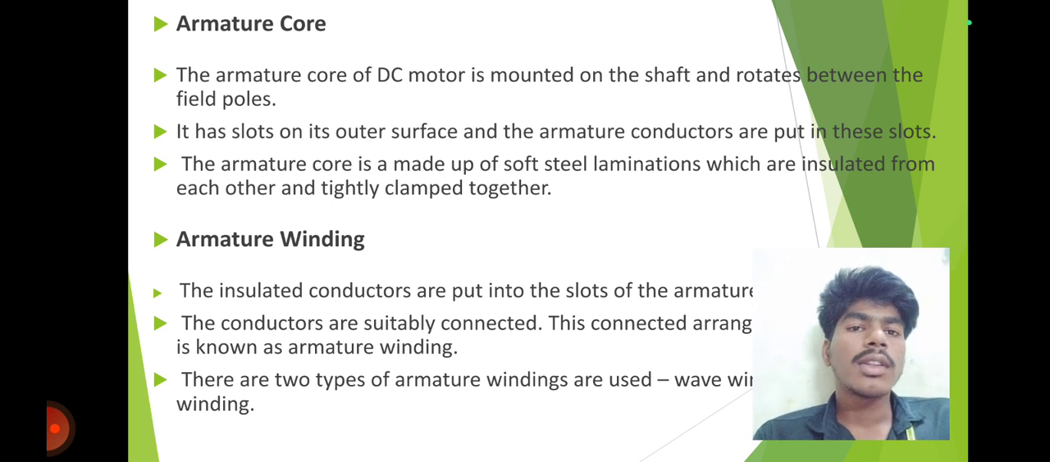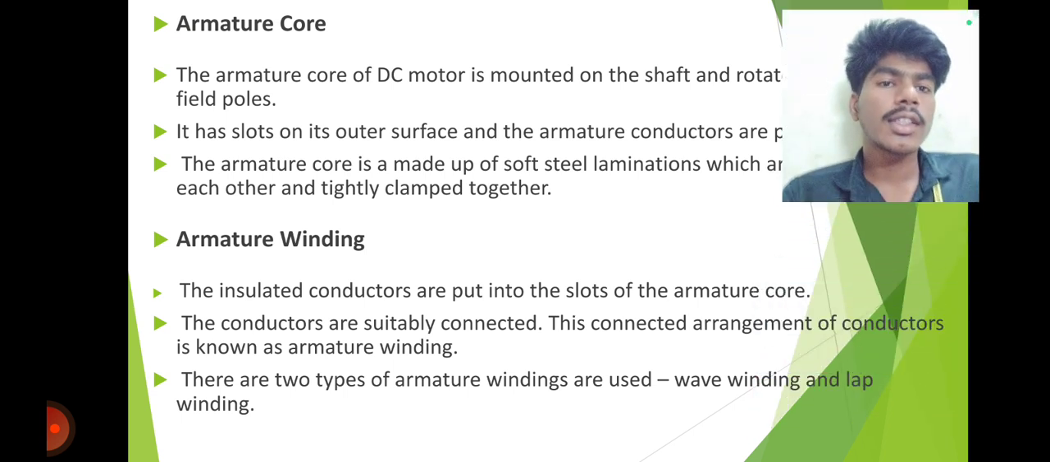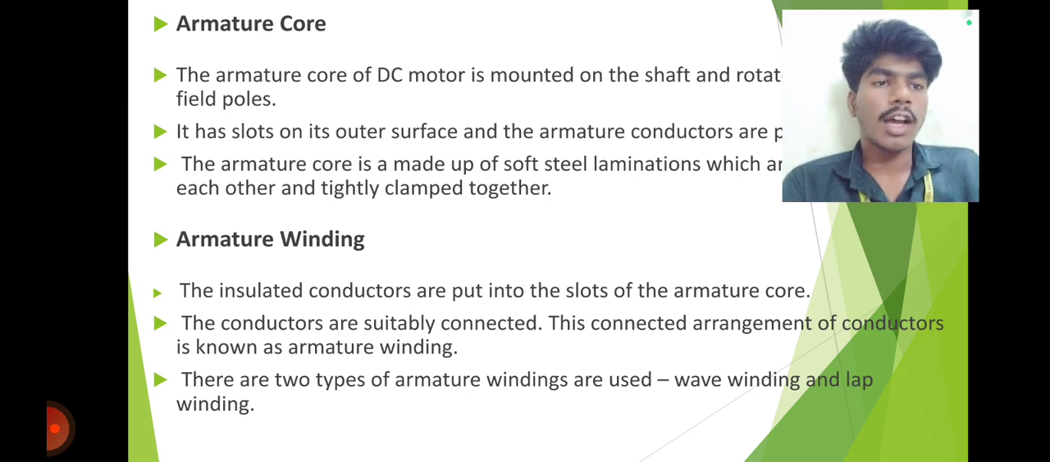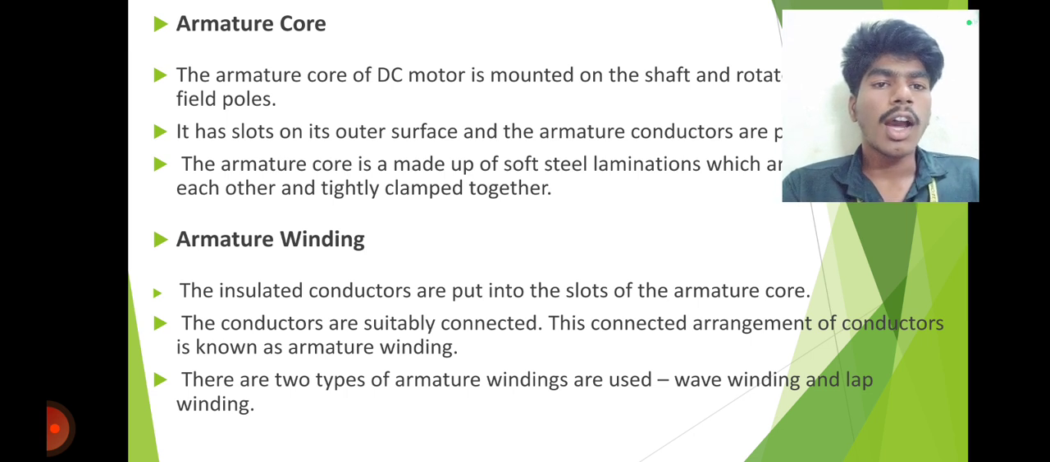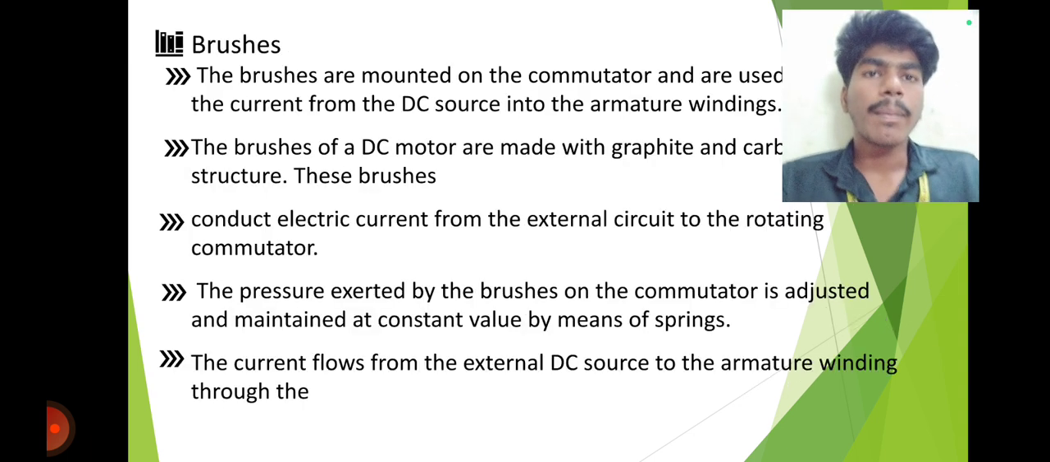Armature winding. The insulated conductors are put into the slots of the armature core. The conductors are suitably connected. This connected arrangement of conductors is known as armature winding. There are two types of armature windings used: wave winding and lap winding.